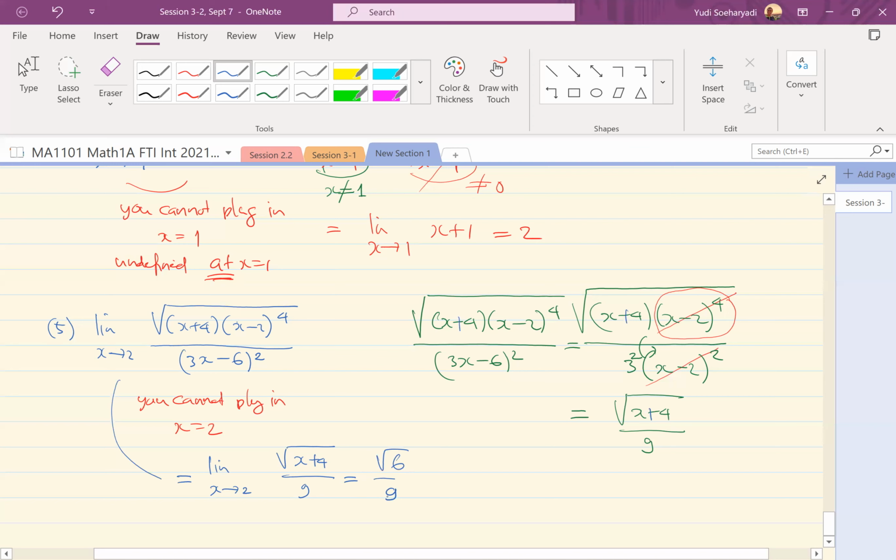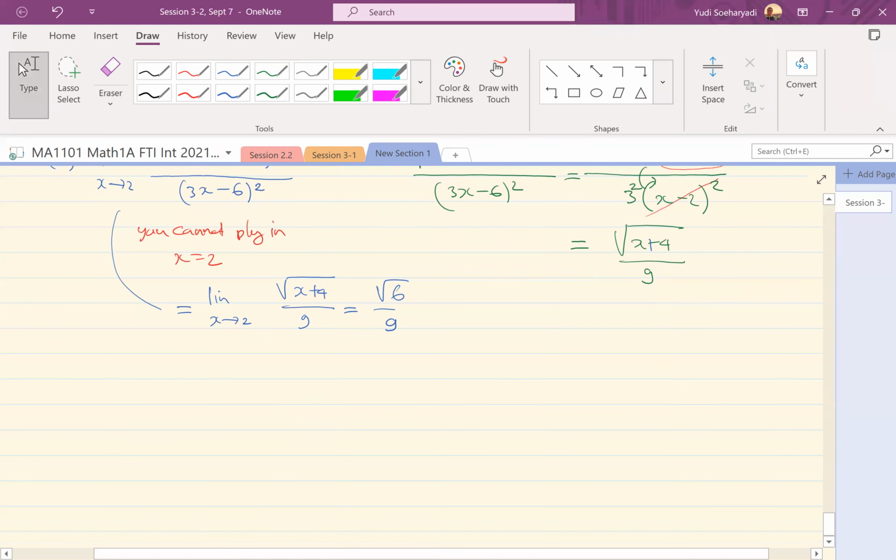Okay. Okay, so there's one thing you can do with this one. All right, so let's see. This kind of computations. 6. Let's do something slightly different.